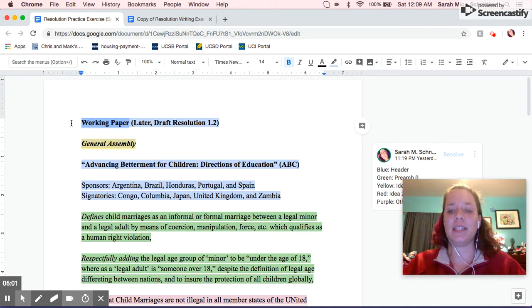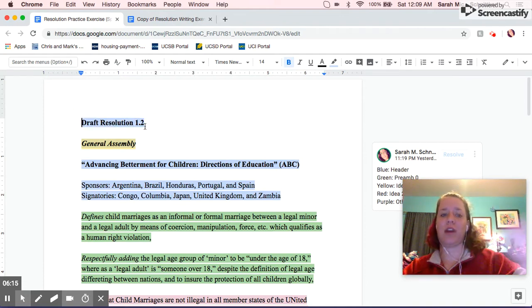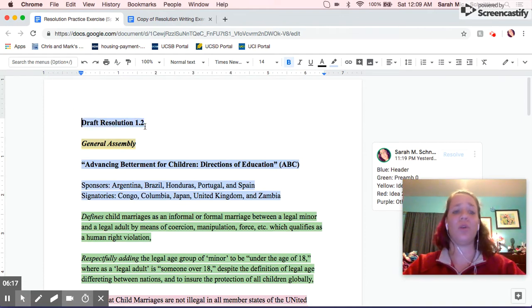Once the chair has accepted it, they will announce and even put in draft resolution 1.2 as it was in this exercise. And it would just say draft resolution 1.2, and it would no longer have that working paper title. A draft resolution is a little more formal, and you'll have more time to develop it until it's voted on and either becomes a resolution or gets rejected.